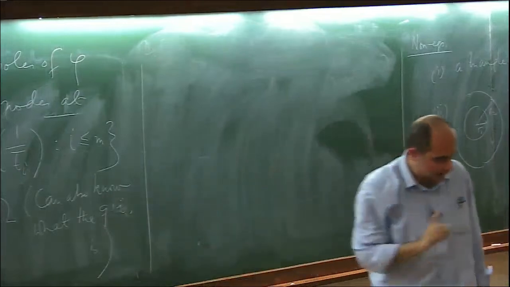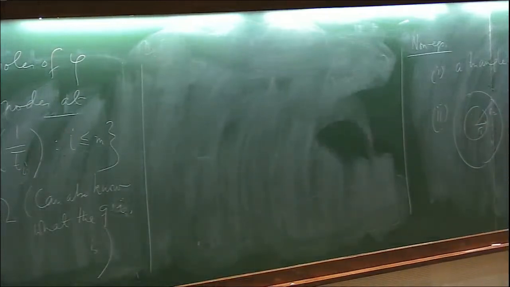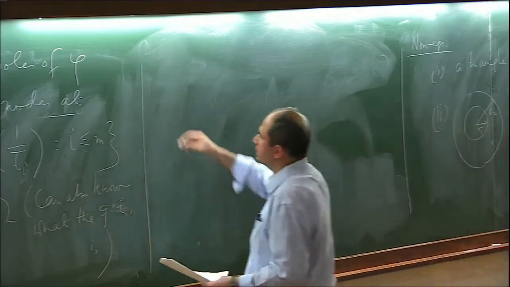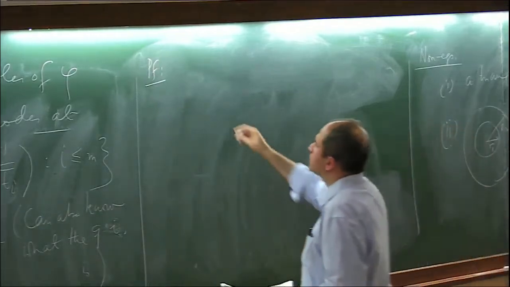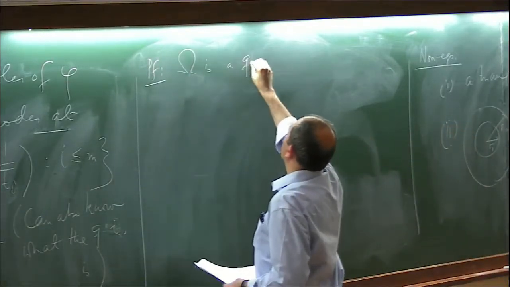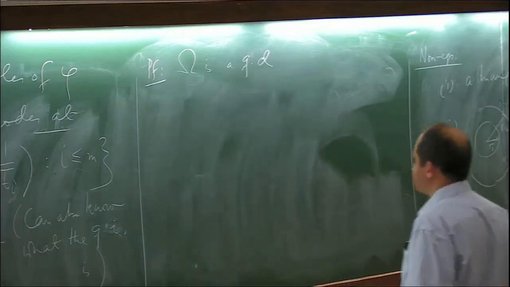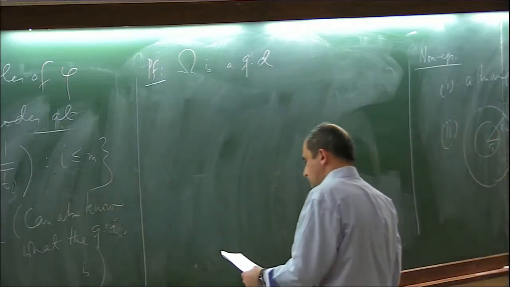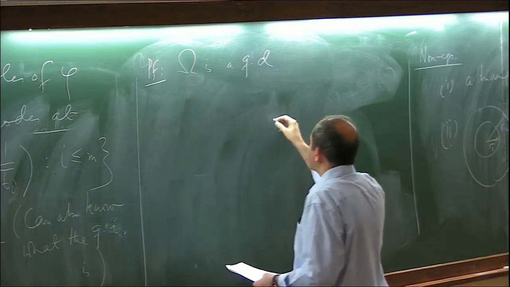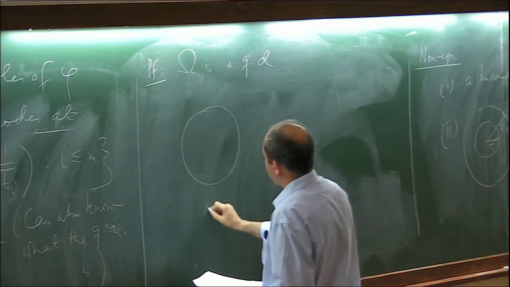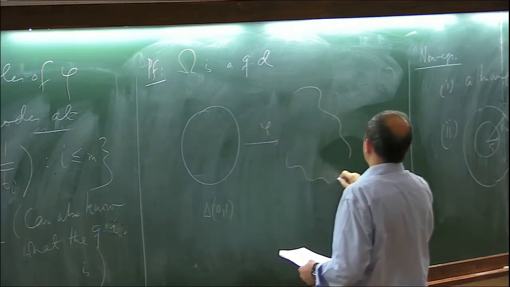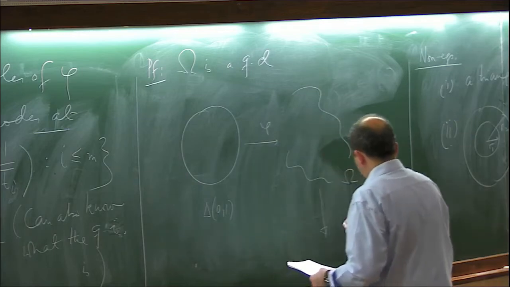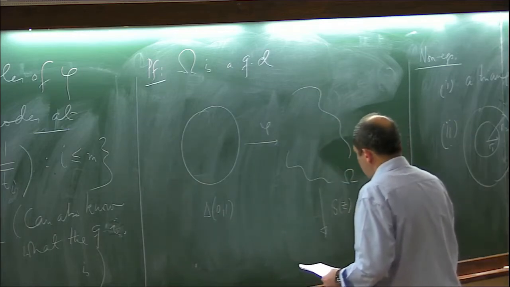I'll give you a quick proof and then give you a bunch of examples. Let's just do one half of this theorem. So suppose that omega is a quadrature domain, simply connected, bounded. So here's our picture. Here's my disk. Here's the Riemann map. This is omega, and I have the Schwarz function, S of z.